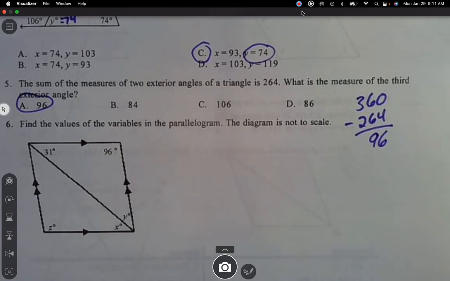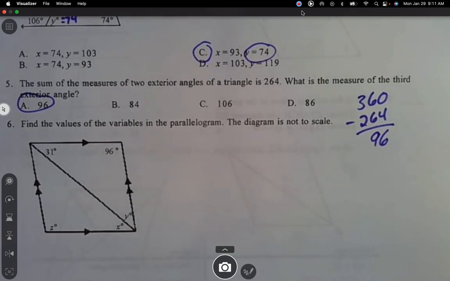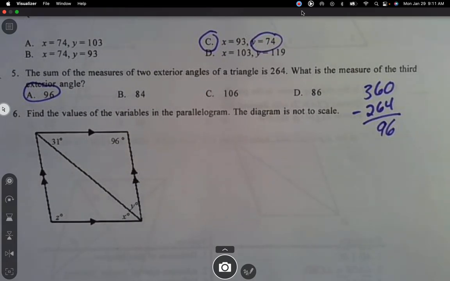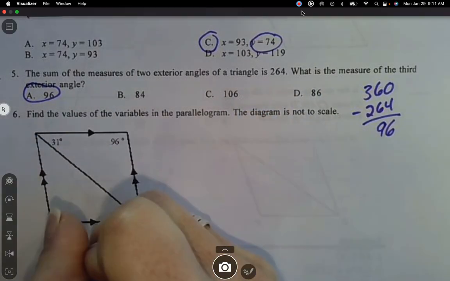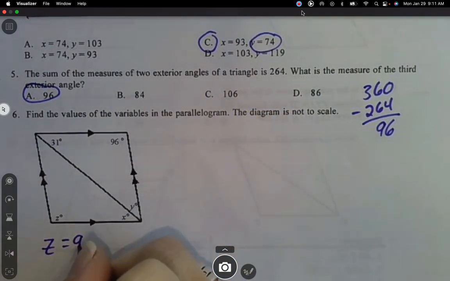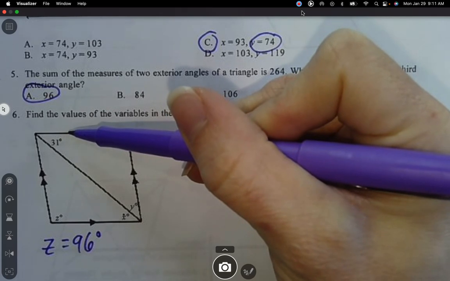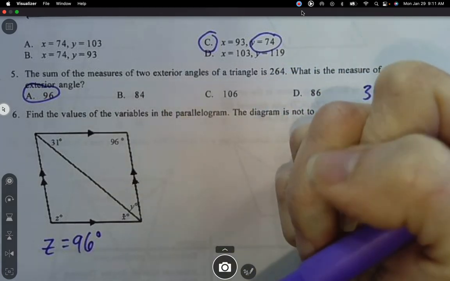Can I do number 6 now? Y'all tell me if I'm going too fast, if I need to go back over something. Okay? It says find all the variables of the parallelogram. So what do you know about opposite angles in a parallelogram? Opposite angles are equal. So if this one's 96, what's Z? 96. There we go.